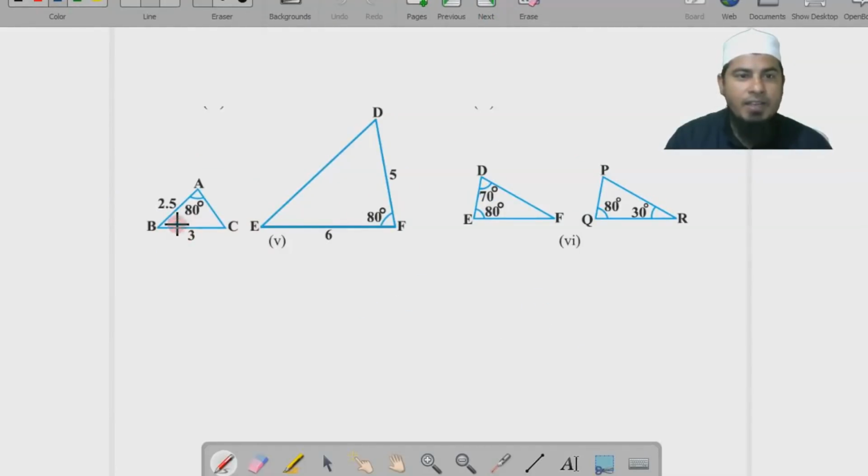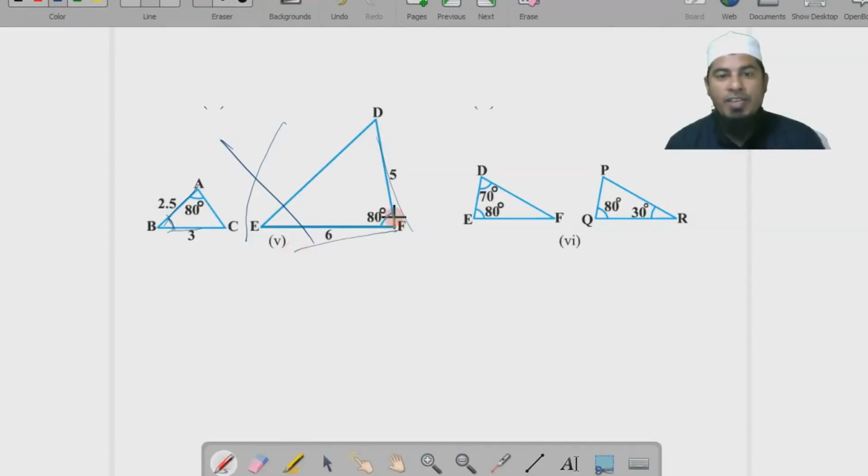Yes, in this triangle we got two sides, but the included angle is not 80. It is some other angle. Here the two sides are there, and the included angle is 80. So these two triangles are not similar because the SAS similarity criterion does not fit here, because the included angle between the two sides must be equal.